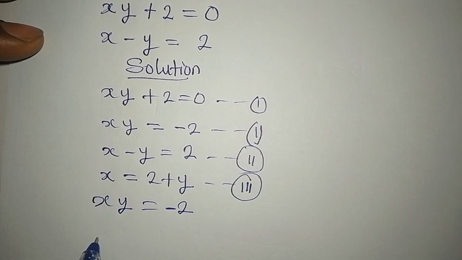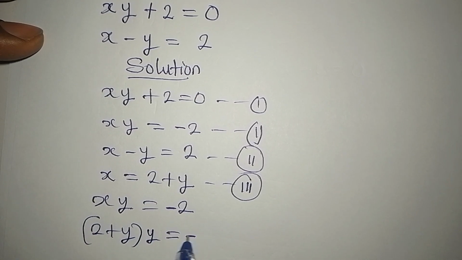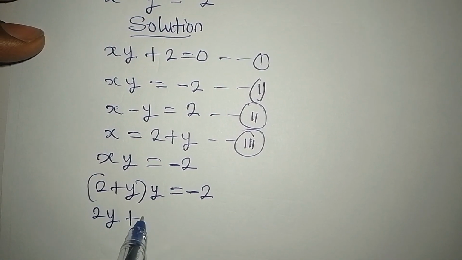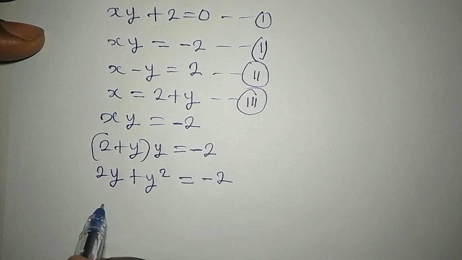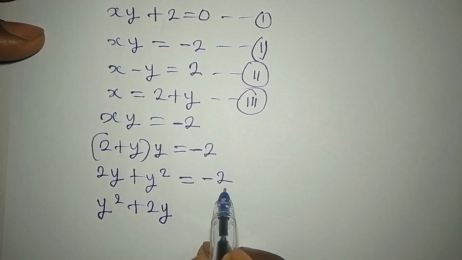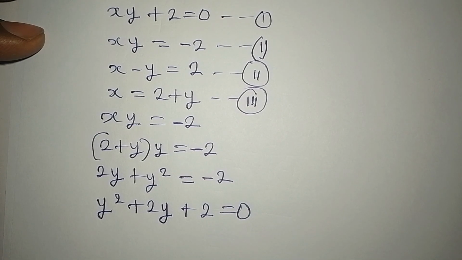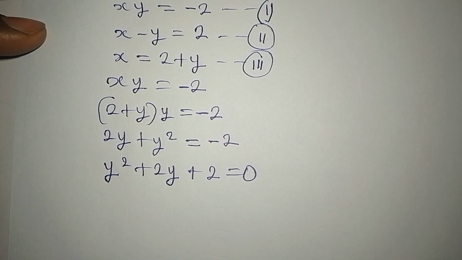So in place of x, I'm going to write 2 + y. Then I have y here. Everything is equal to −2. Open bracket, 2y + y² = −2. If you write this first, there's nothing changing. y² + 2y, I can bring this to this side, it becomes +2, and everything is equal to 0. By the way, this is a quadratic equation, and we can solve this by using the formula method.